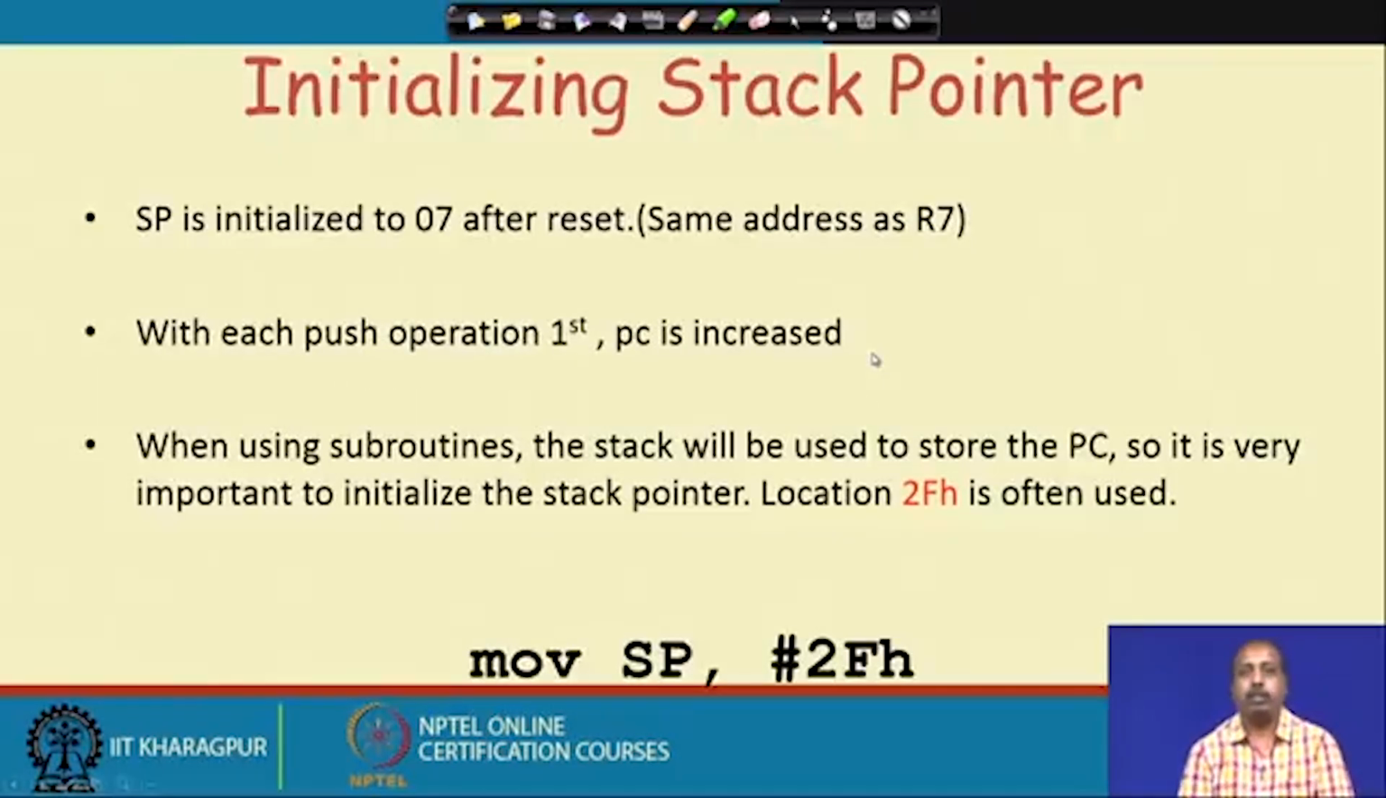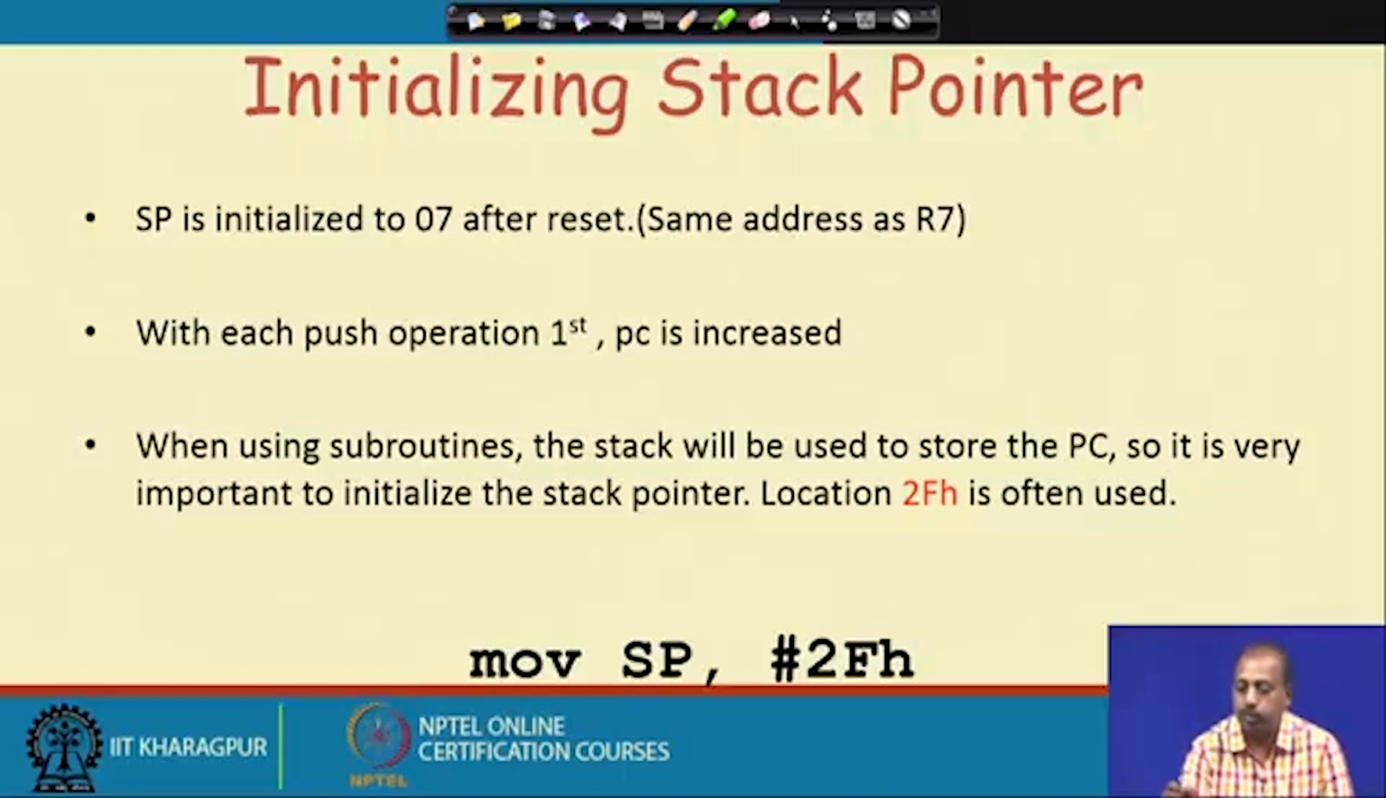But when you are using subroutines in a program, we have to be careful that the stack pointer is initialized to a proper value. Otherwise, when the processor tries to save the return address, it may inadvertently modify some of the RAM locations which are useful for the program. By default, the stack pointer SP is initialized to 07 after the reset, which is the same address as register 7 of bank 0. With each push operation, first the stack pointer is incremented.